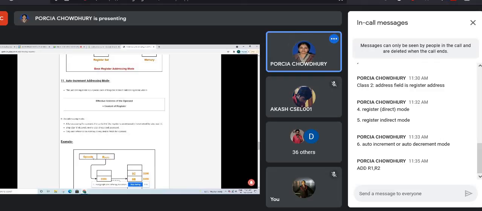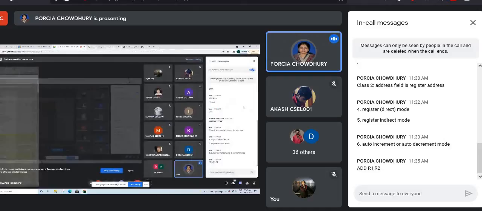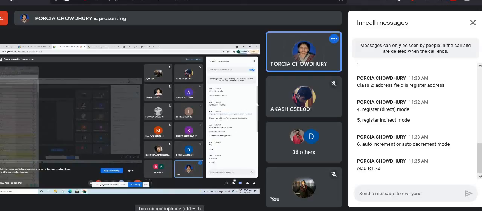So 6 addressing modes are done. What are the 6 addressing modes we have studied today? Up to this we will study today. Tomorrow we will continue. So we have studied these 6: implied or inherent, immediate, stack addressing mode. And then we have studied register direct, then register indirect and auto increment or auto decrement mode.